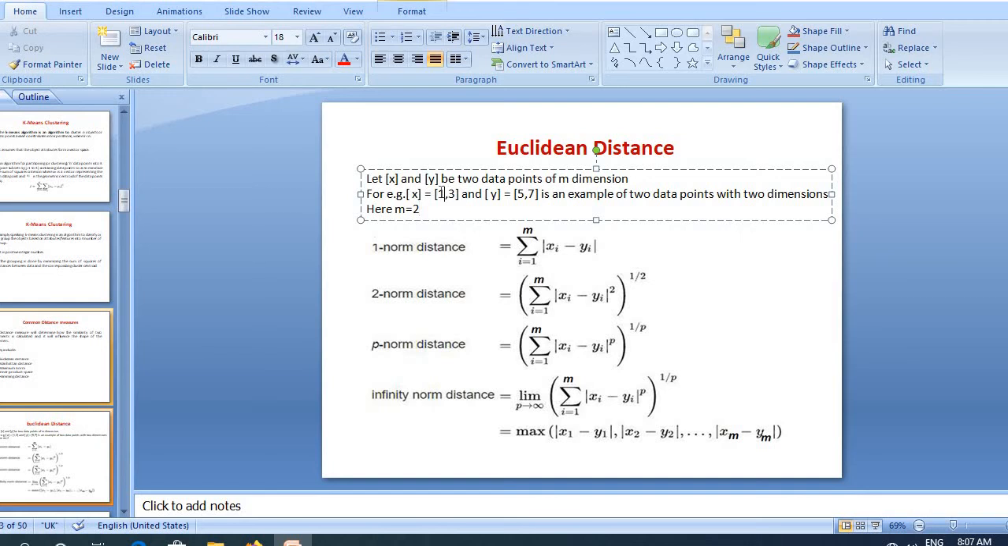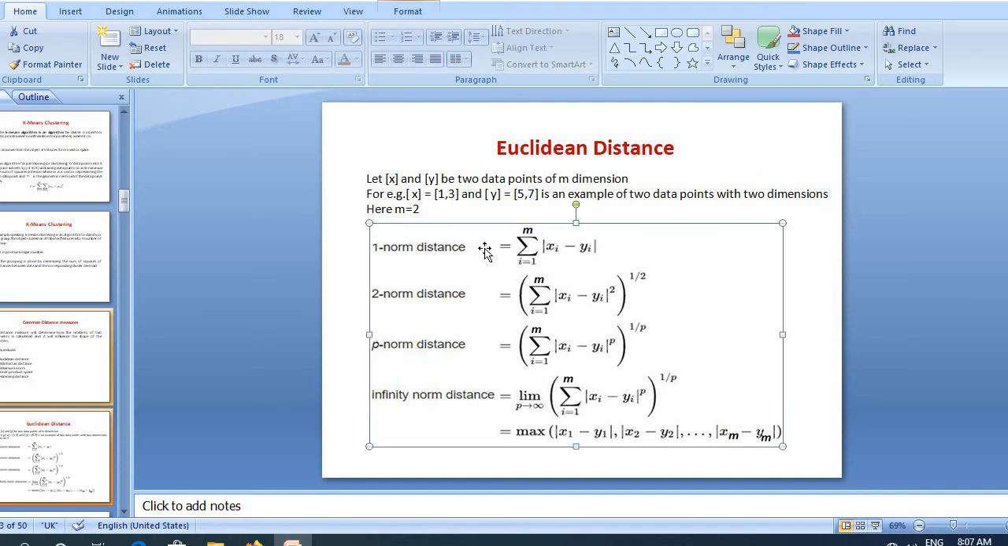So for this data point, 1 is one dimension and 3 is another dimension. For the other data point, 5 is the first dimension, 7 is the second dimension. Two-dimensional. Now, what are the common distance measures used? In Euclidean distance itself, you have 1 norm distance, 2 norm distance, p norm distance, infinity norm distance. In the 1 norm, you calculate the absolute value of the difference between the data points. Here, you calculate the square of the absolute distance and take the root.